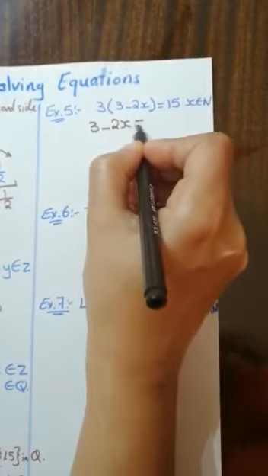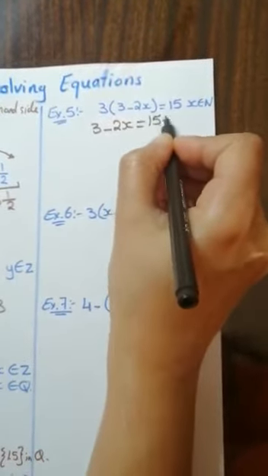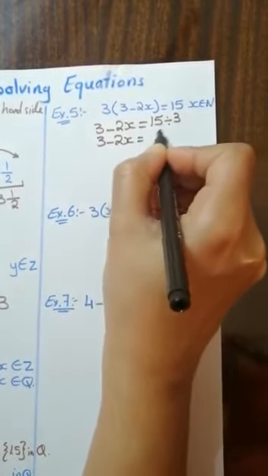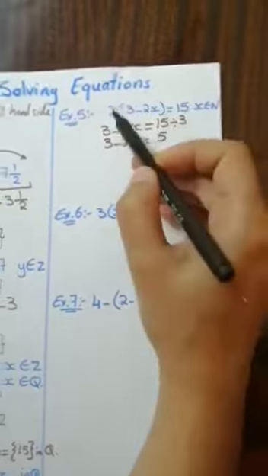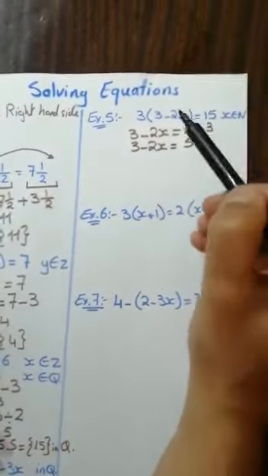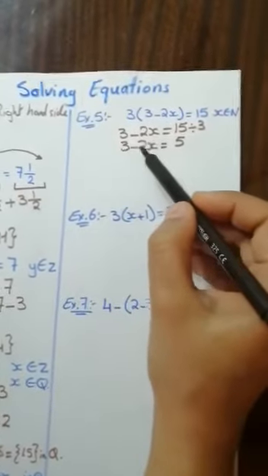3 minus 2x equals 15 divided by 3. So it will be 3 minus 2x equals 5. The 3, I moved it to the other side with division. Now what I will do, I have now 3 and minus 2x.